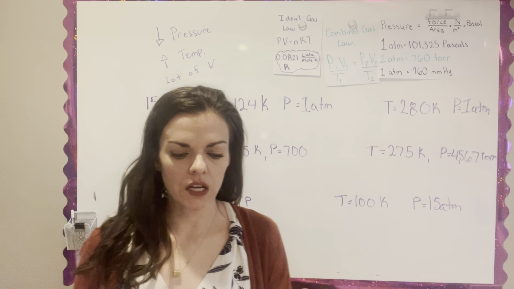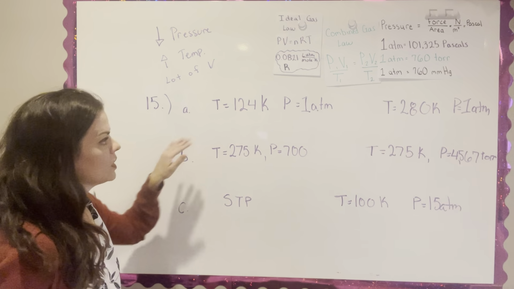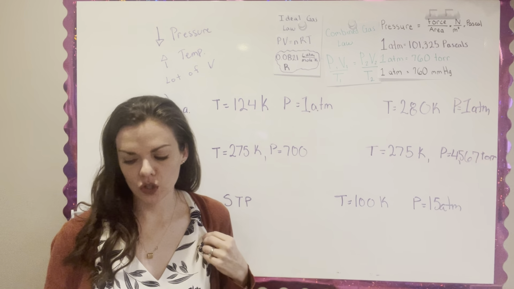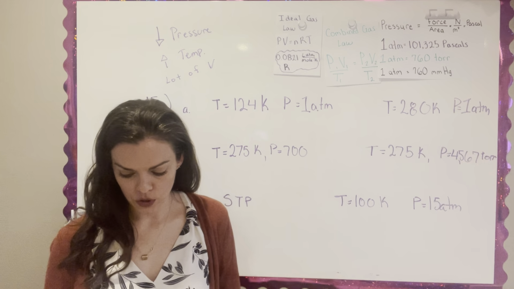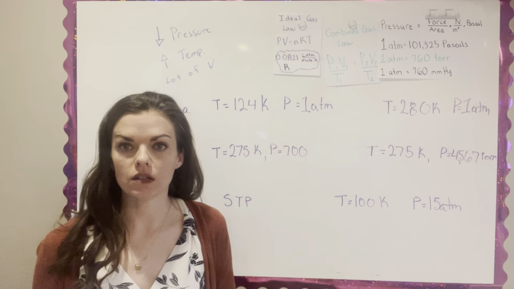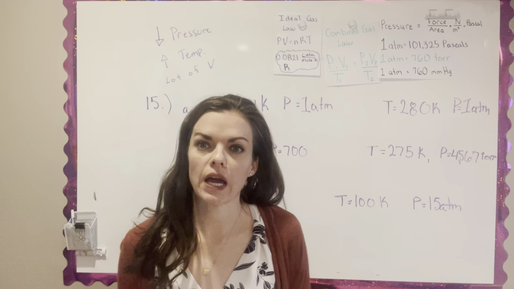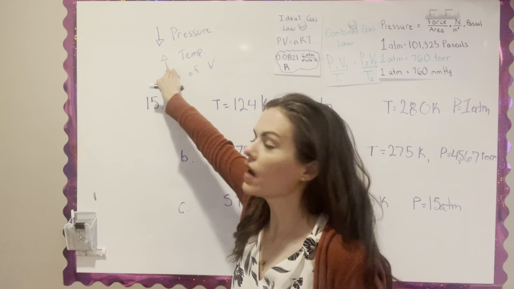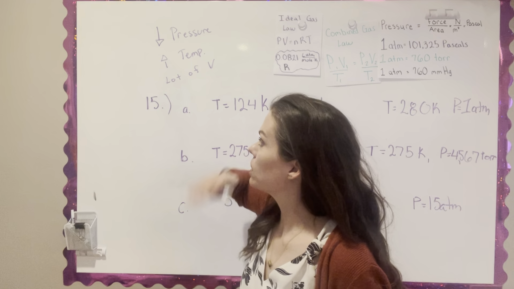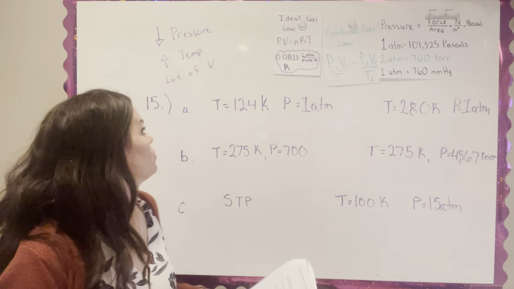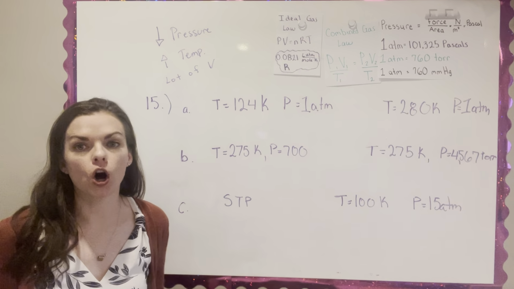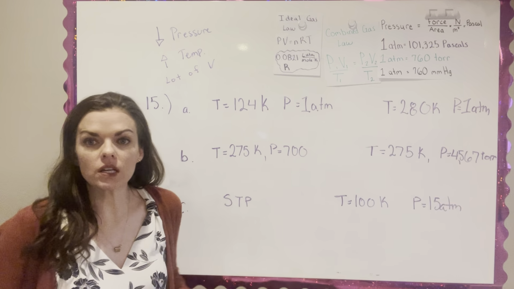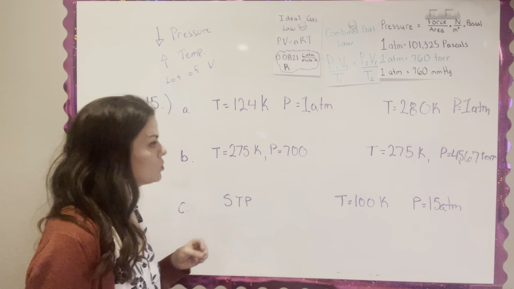Question number 15, there's 3 parts to 15, and each of the parts gives us 2 scenarios. And it asks you which situation is most likely to produce a gas that's like ideal. And so a quick few notes, remember if a gas is ideal it will have a low pressure. It will have a high temperature. And if it has a low pressure and high temperature, it will take up a lot of volume. And so we're going to look at these scenarios and just analyze them to see which one of these is going to behave most ideally.